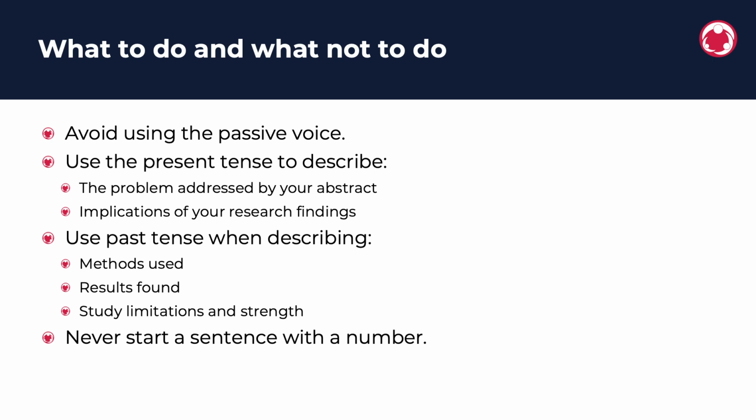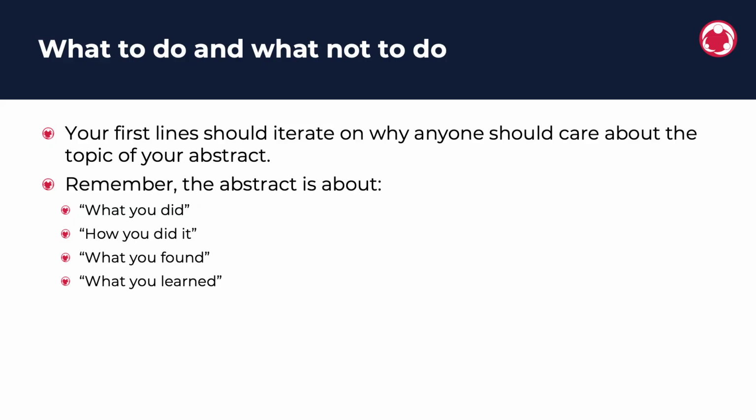Although this is common, please avoid passive voice. Consider using the present tense to describe the problems addressed by your abstract and implications of your advocacy. You should use past tense when describing methods used, results found, and any limitations and strengths. Please also never start a sentence with a number. These are all small tips, but they can help your abstract stand out. Remember, the abstract is about what you did, how you did it, what you found, what you learned, and why anyone should care. Don't try to summarize all content of the paper, just include what is necessary.